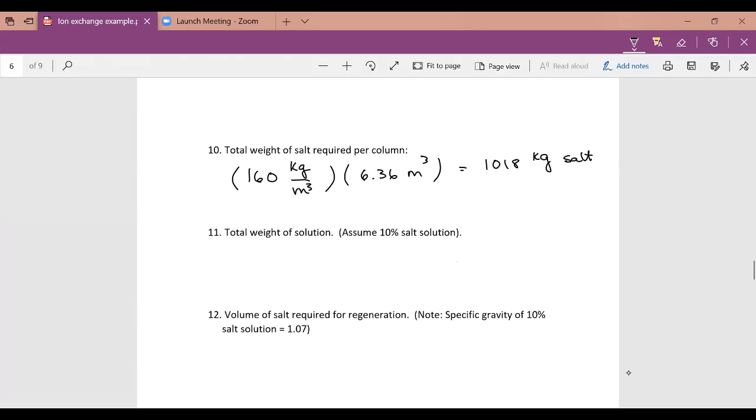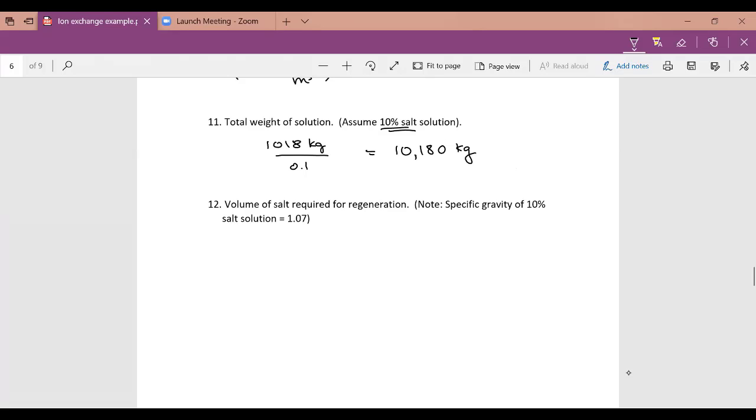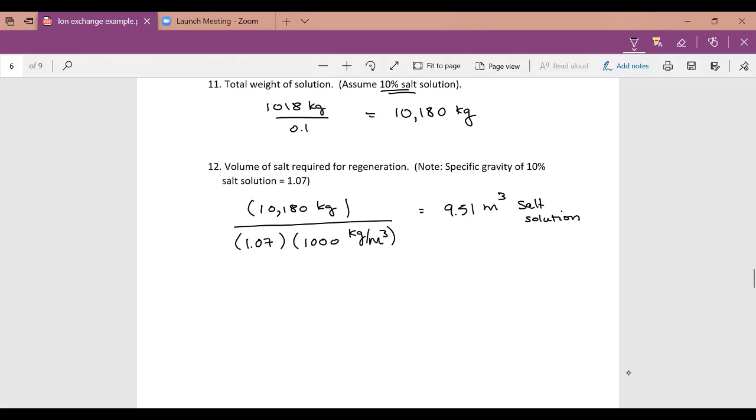The total weight of the salt solution, we'll assume a 10% salt solution, about 10,000 kilograms of salt. The volume of salt that we need is 10,000 kilograms. Specific gravity of a 10% salt solution is 1.07. So each column, when we regenerate it, is going to need about 9.5 cubic meters of salt solution.